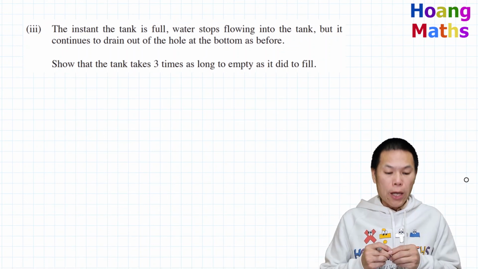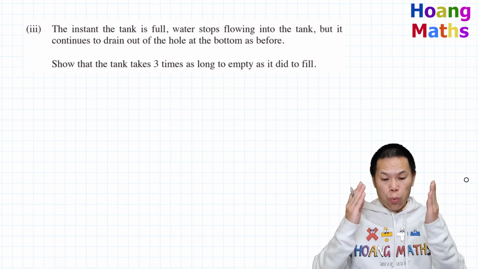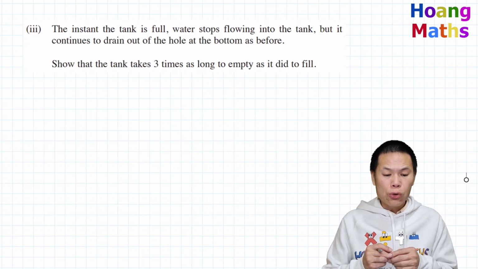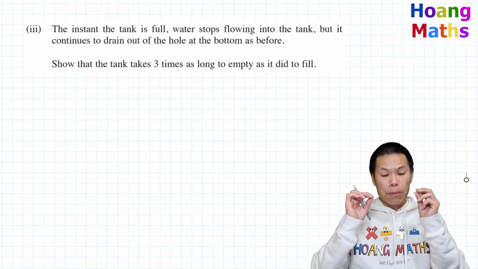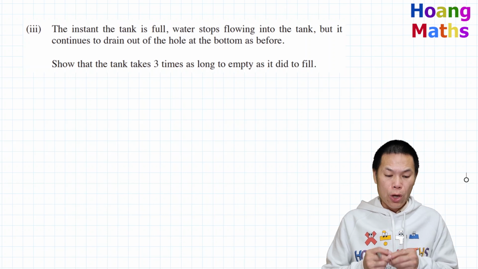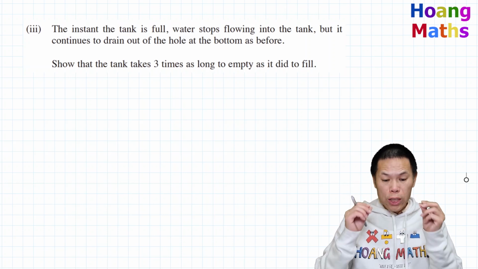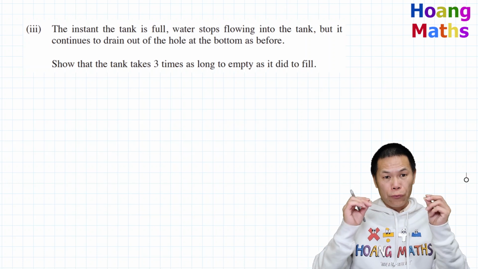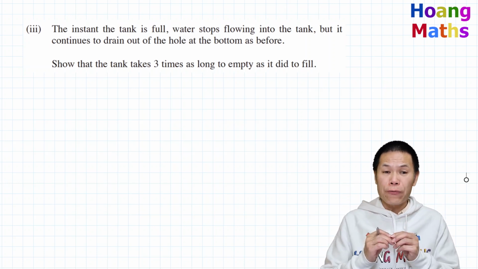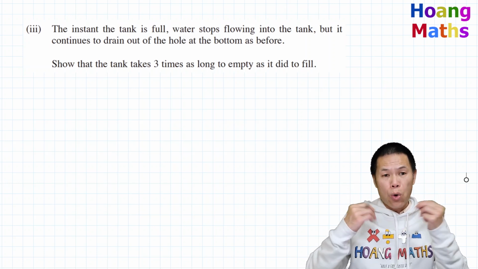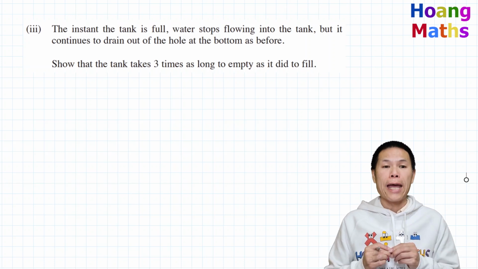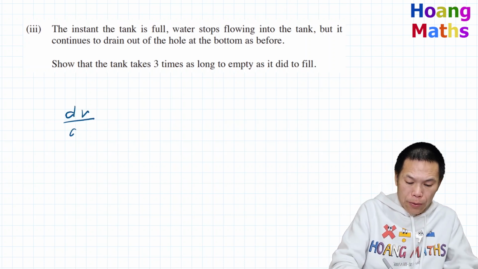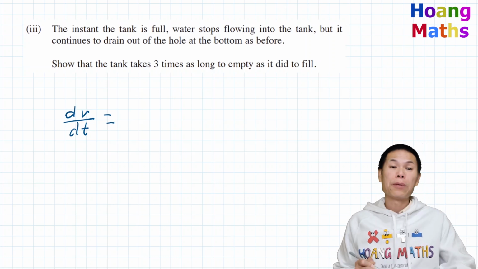Part 3. The instant the tank is full, the water stops flowing into the tank, but continues to drain out of the hole at the bottom as before. Show that the tank takes 3 times as long to empty as it did to fill. So first of all, we need to find the rate of change of the water flowing out of the tank, and that is dV/dt. Okay, keep that in mind.